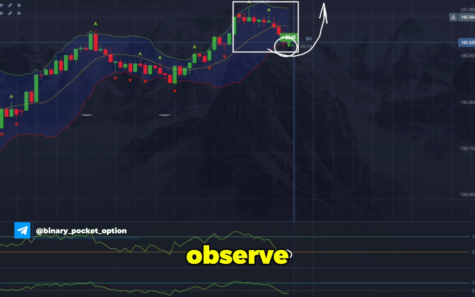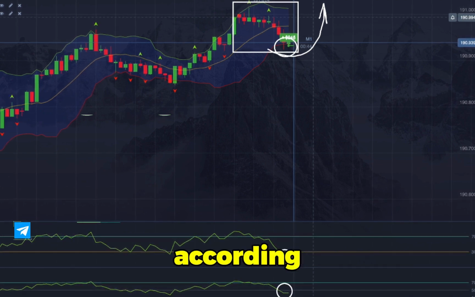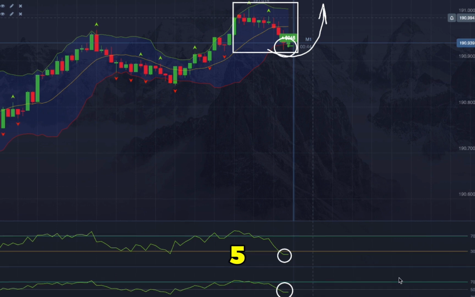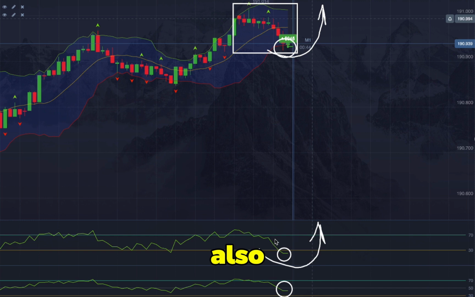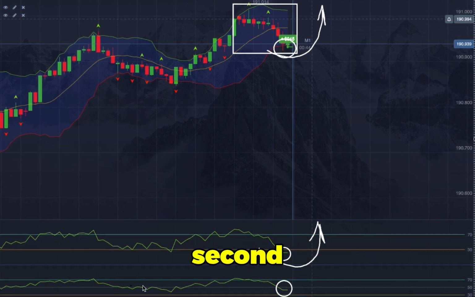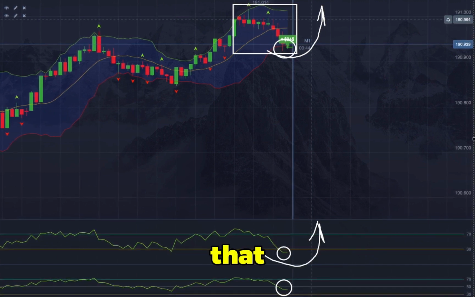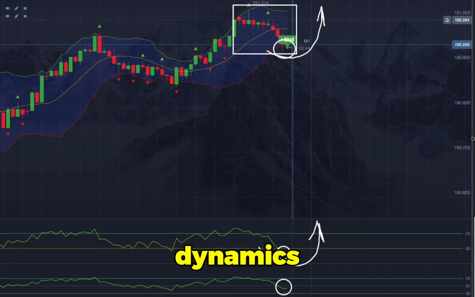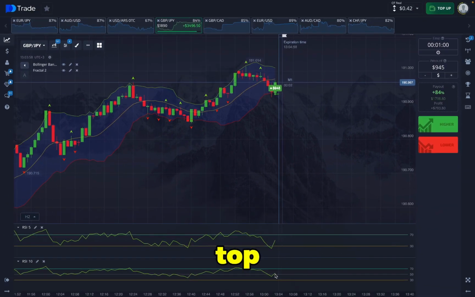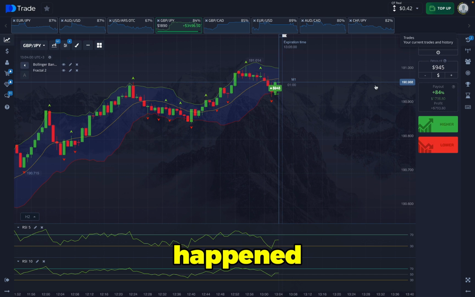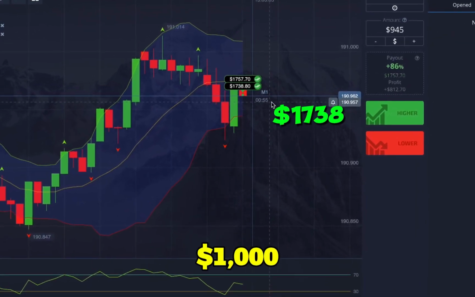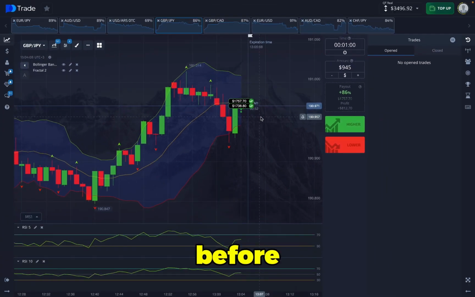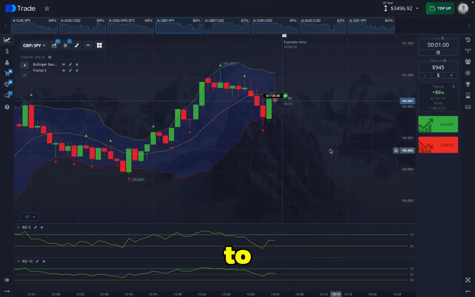I also observe the behavior of the oscillators. According to the oscillator with a period of 5, I will expect an exit from the oversold area. And also according to the dynamics of the movement of the second oscillator, I see that in general, further dynamics should also turn around and go to the top, which actually has already happened. And transactions are closing in a plus without problems. We started with $1,000 and I see an excellent profit. Now, before my eyes, I will fix it. Let's move on to the conclusion.